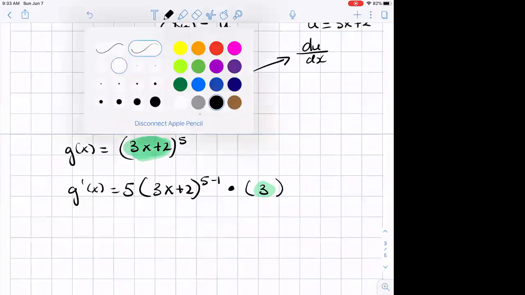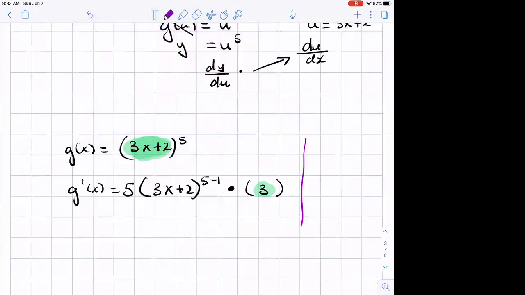Listen, let's look at this from a different perspective. Example: if I tell you g of x is equal to x to the fifth, what's g prime of x? It's 5x to the fourth. You always subtract 1 and the power comes to the front. That's where this 5 is coming from. You have to look at those rules in your class notes from section 3.1, 3.2, and 3.3.